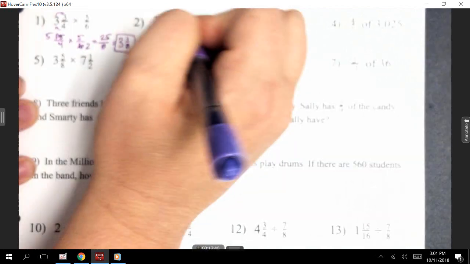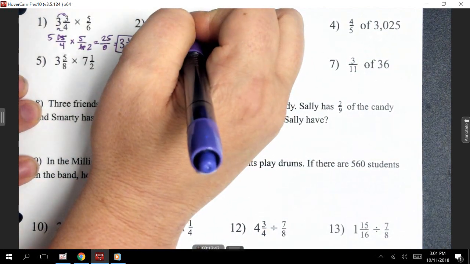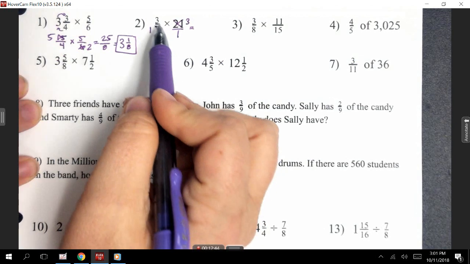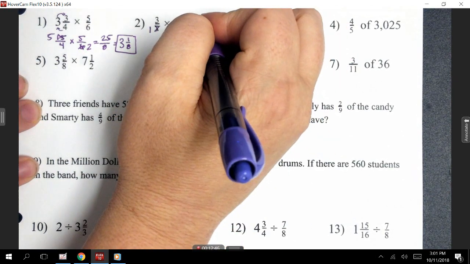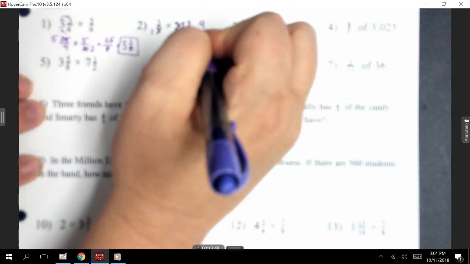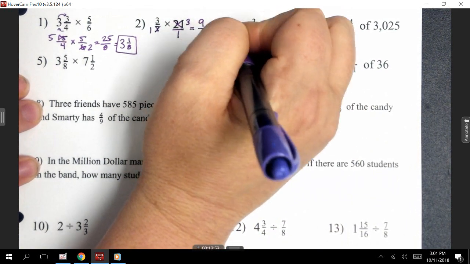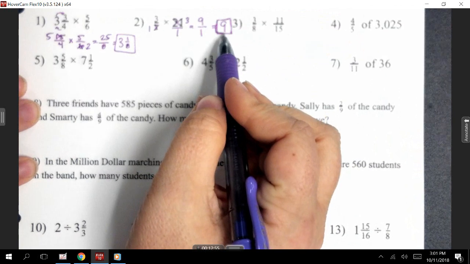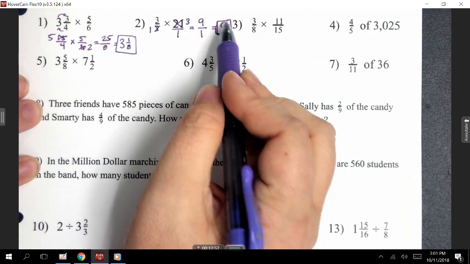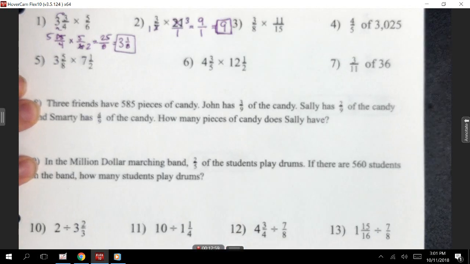7 divided by 7 is 1. 21 divided by 7 is 3. If I multiply the top, I get 3 times 3, which is 9. On the bottom, 1 times 1 is 1. 9 over 1 is the same as just the whole number 9. All right, 9 is simpler than 9 over 1, so this would be the simplified form, which would be what you need to write in.